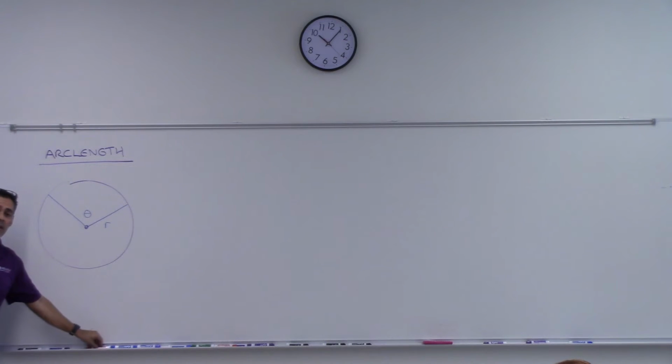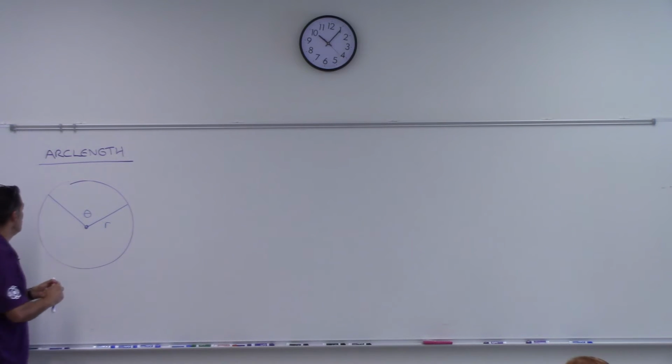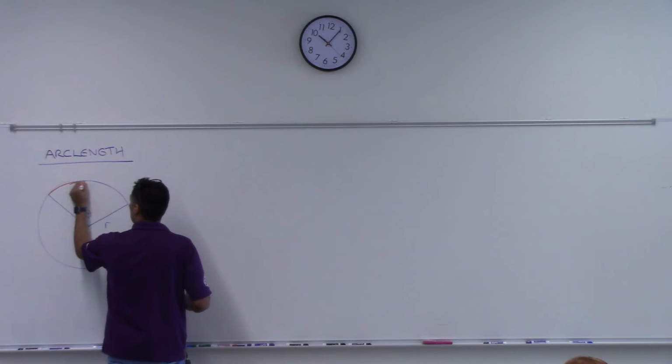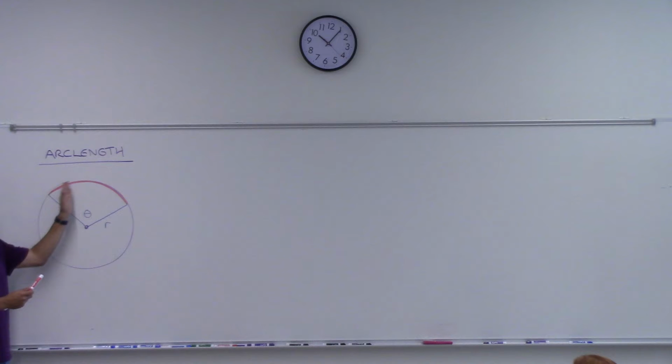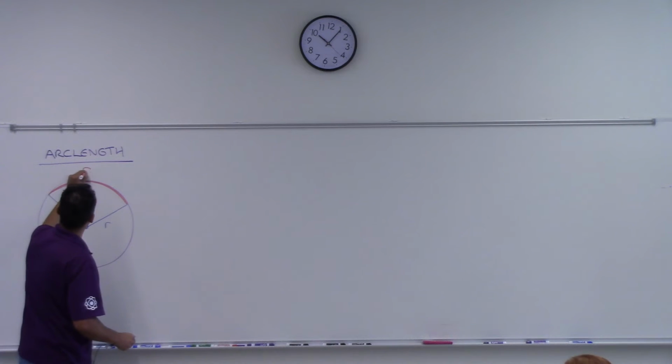One thing that is very useful to us as human beings trying to calculate things is seeing if we can somehow figure out how long this is. We want to know how long this piece is right here. That's called the arc length of this. And we label it capital S.